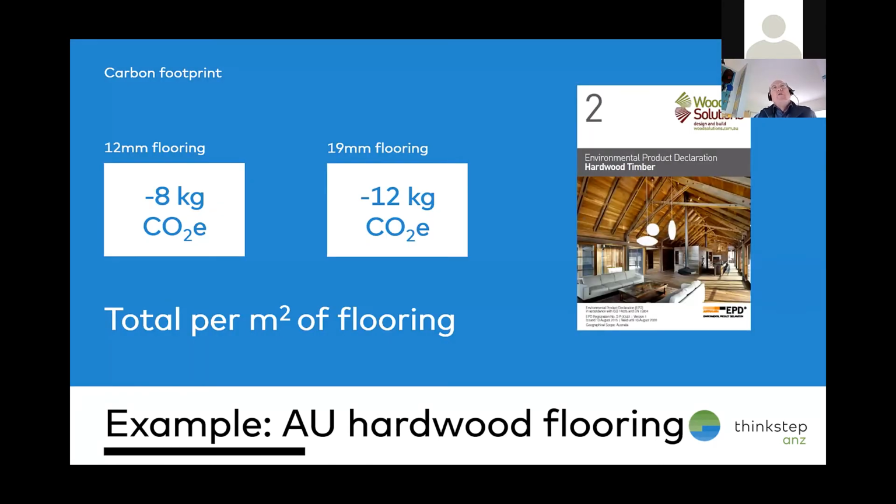And we can convert those numbers for cubic meters to things like hardwood flooring, which is sold on a square meter basis. We can just convert that into, say, 12 mil flooring, convert that on a volume basis, and you get a number of -8 for 12 mil flooring and -12 for the 19 mil flooring. So you can see how you can use that information for more detailed products.